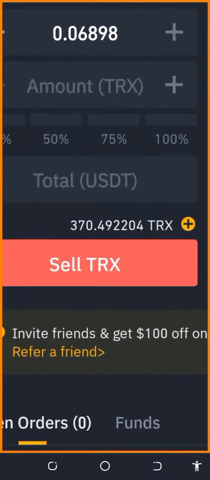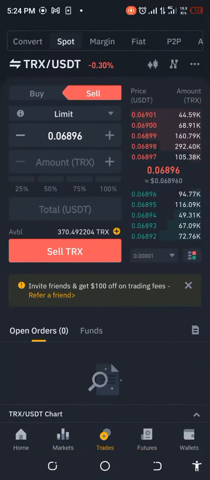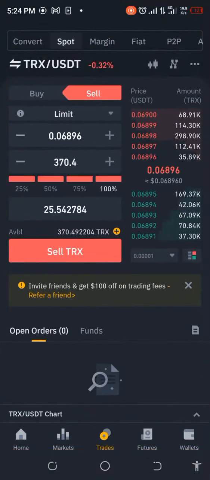All right, so here we are. It has already come back home. So we have 370.49. Let's see what this is going to give us. If this is going to give us profit. Yeah, it looks like it's going to give us profit.